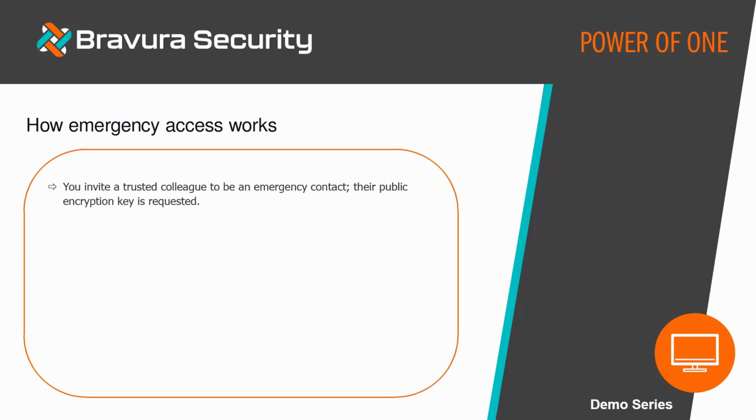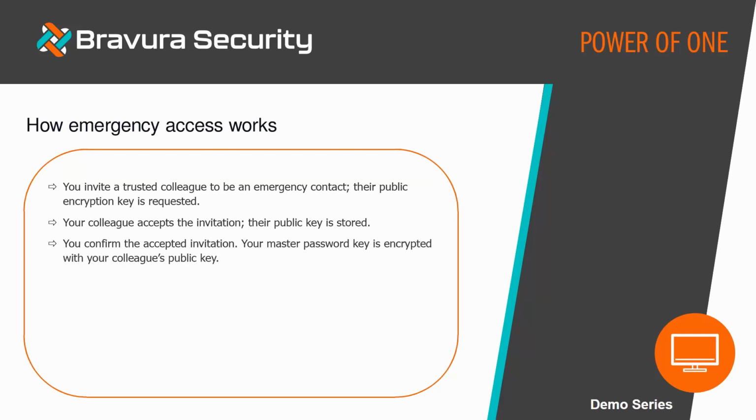First, you invite a trusted colleague to become your emergency contact, for example, an immediate supervisor. The invitation is valid for 5 days, specifies the user access level, and requests their public encryption key. Your colleague accepts the invitation and Bravura Safe stores their public key. You confirm them as an accepted emergency contact. Your master password key is encrypted with your colleague's public key.